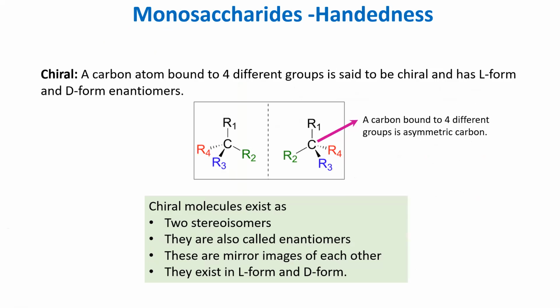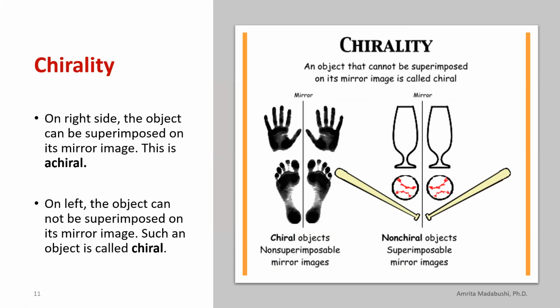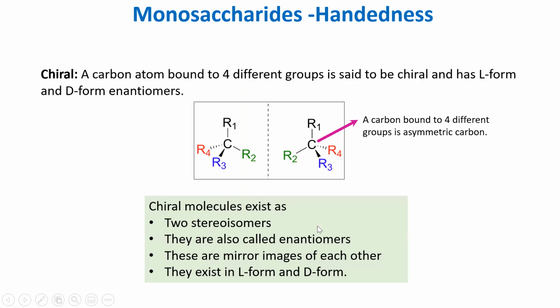And just to remind you, going back here, this is achiral. If you see the definition here, anything that is superimposable on its mirror image is achiral. And anything that is not superimposable is chiral, and that's in your assignment also.